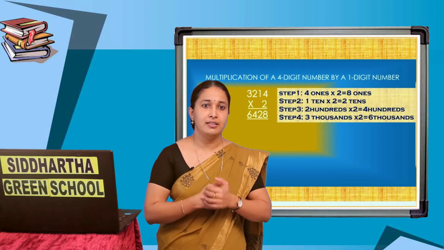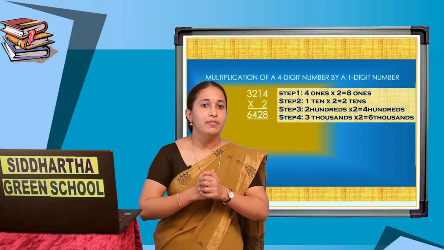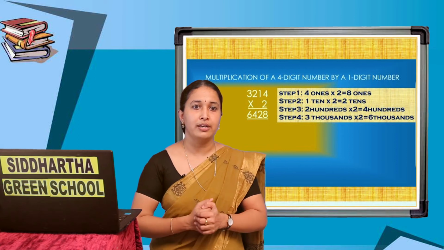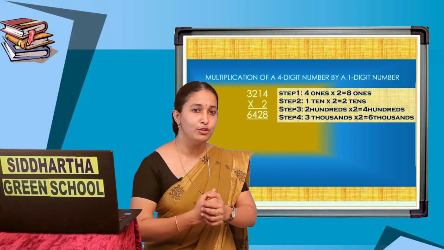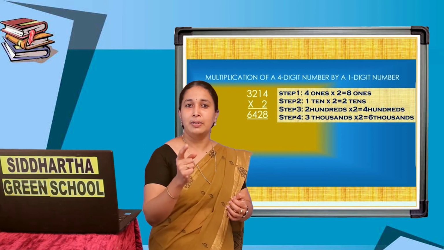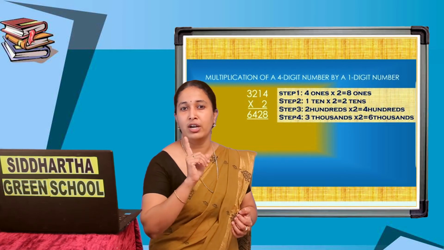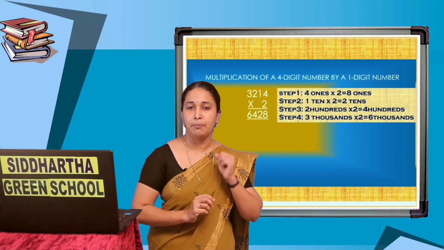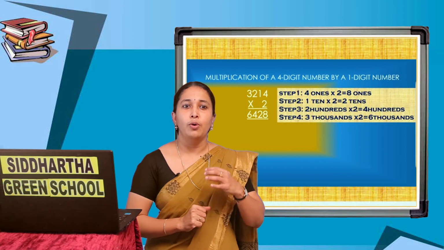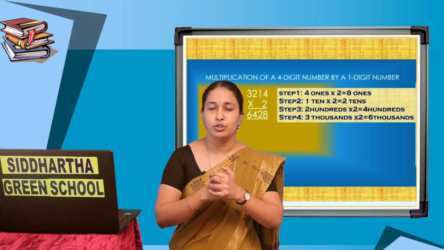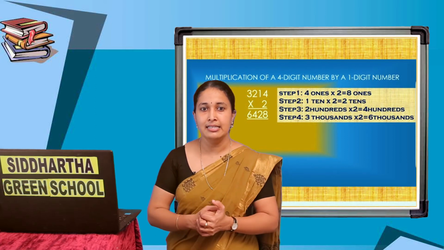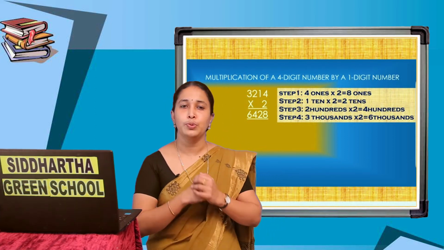So the first step is to multiply 3214 by 2. Simply multiplying 3214 by 2, because here the multiplier consists of only ones, that is, the number is 2. So 3214 multiplied by 2, we get the answer 6428.